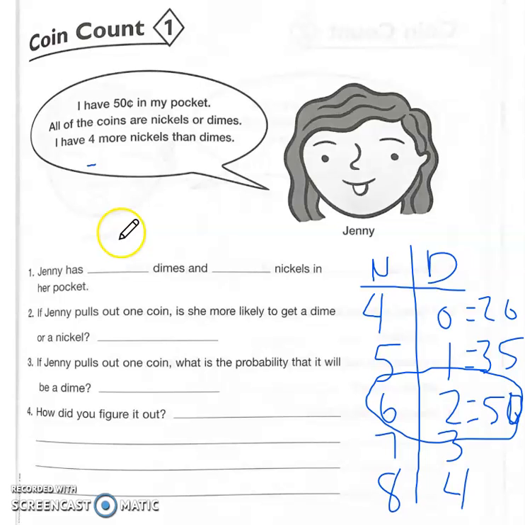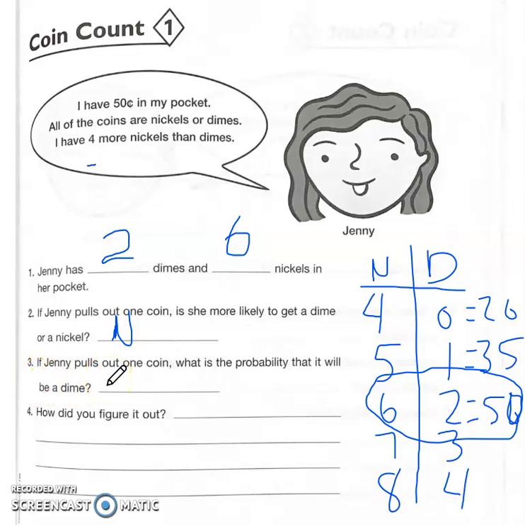So in this case, how many dimes and nickels? We had 2 dimes and 6 nickels. So number 2 says, if Jenny pulls out 1 coin, is she more likely to get a dime or a nickel? Well, what does she have more of? Nickels, right? So I'm just going to put an N to save myself some time. But because there's 6 nickels, only 2 dimes, chances are she's going to pull out a nickel. Now the question is, if she pulls out 1 coin, what's the probability that it will be a dime?